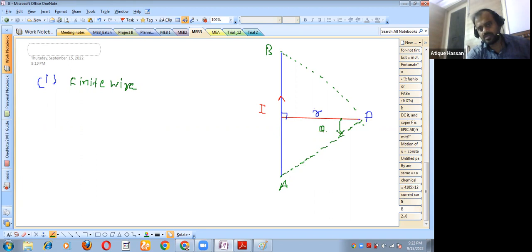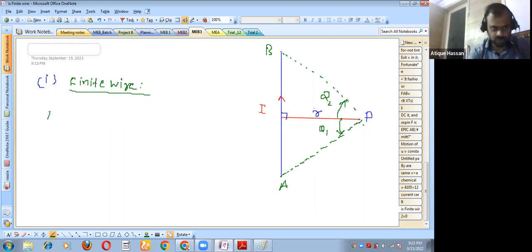Suppose this one is making angle theta 1 and this is making angle theta 2. At point P, the wire is making angle theta 1 and theta 2. Derivation is not required at all. I am not going into the detailed derivation of the direction and value of the magnetic field at this point. I will directly write the expression.